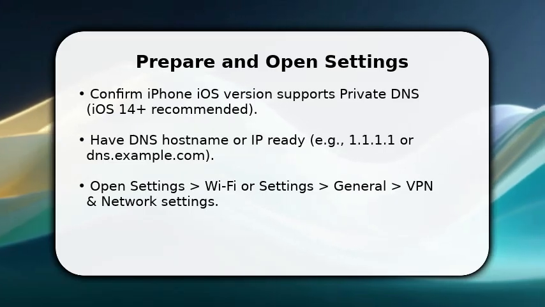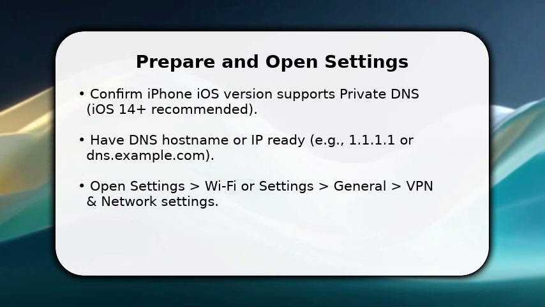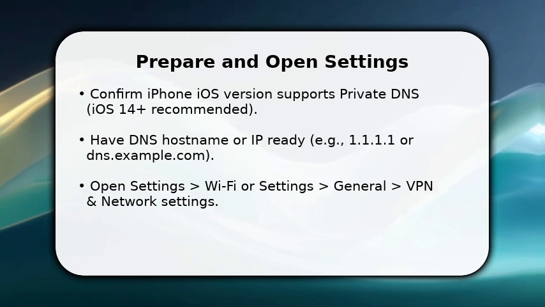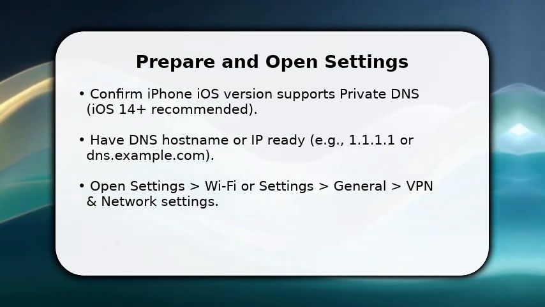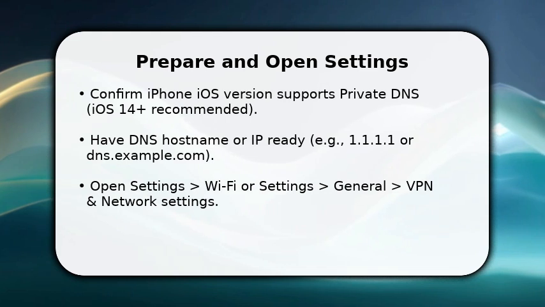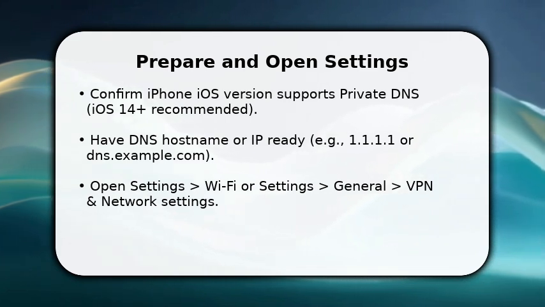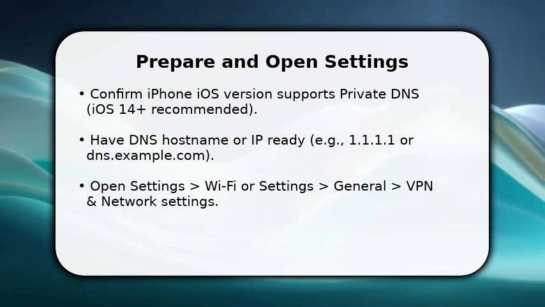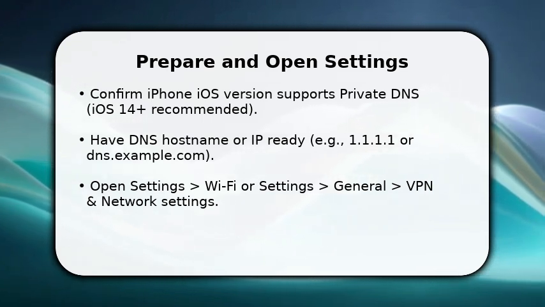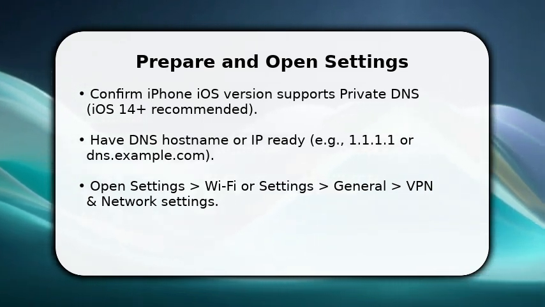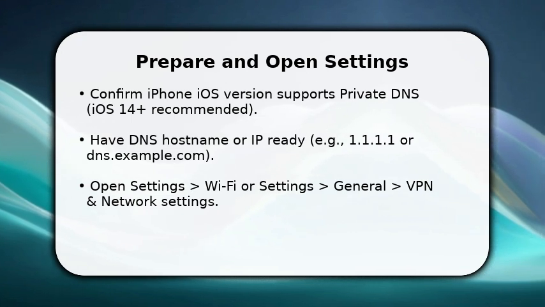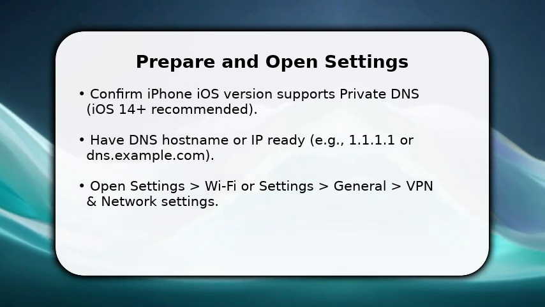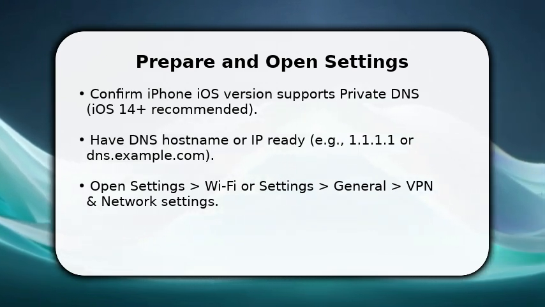You start by checking prerequisites. Confirm your iPhone is up to date and you have the private DNS provider hostname or IP. Once done, open Settings and go straight to Wi-Fi for a network-specific setup or general VPN and network for system options. Make sure cellular or Wi-Fi is active so settings apply correctly. You're taking control of name resolution to improve privacy and filtering. Proceed now to adjust the actual DNS configuration on the network you use.